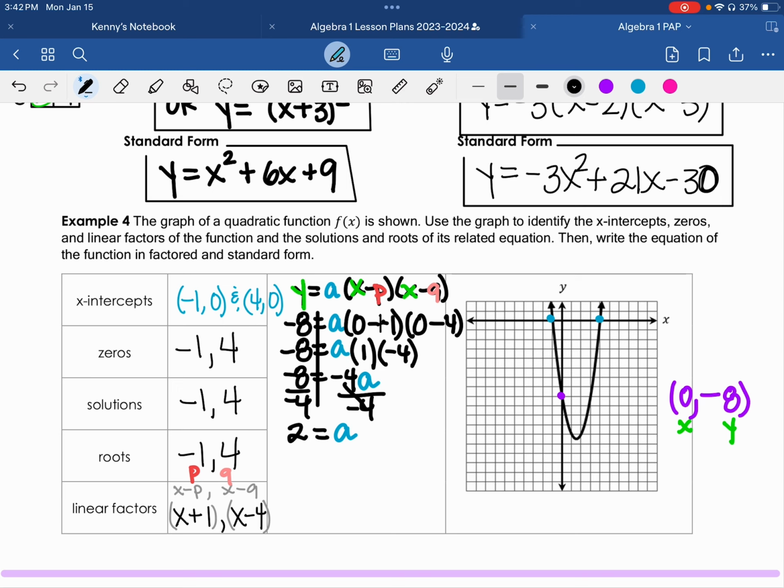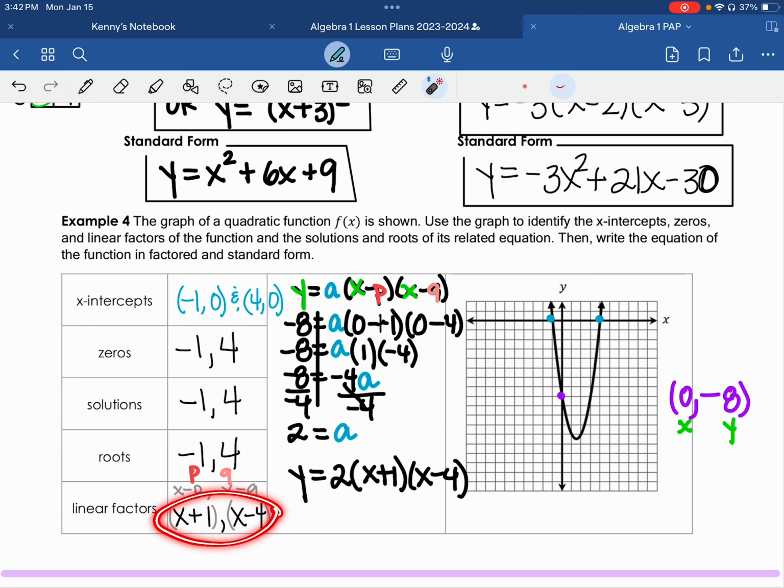So in factored form, my equation would be 2 times (x + 1)(x - 4), which would be those two linear factors right here. This is why I like to put the parentheses around them, because then I know they go in right away. They go in exactly into the formula. We could go from there and go into standard form.